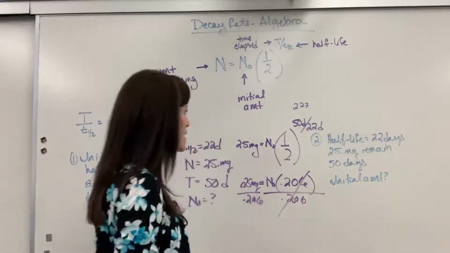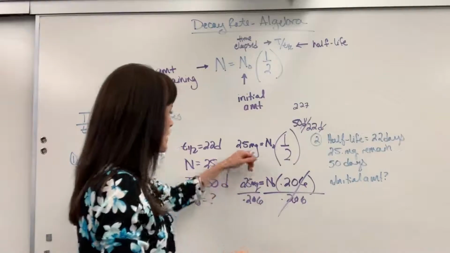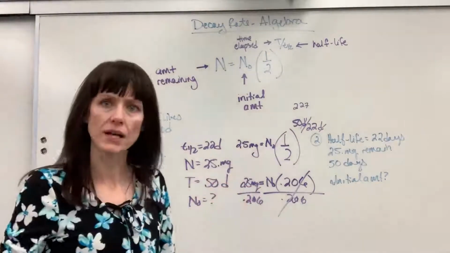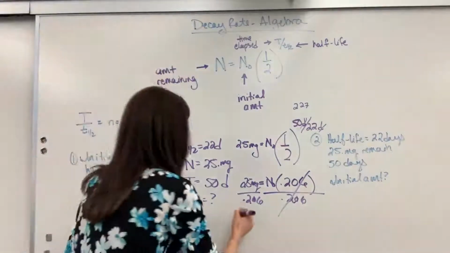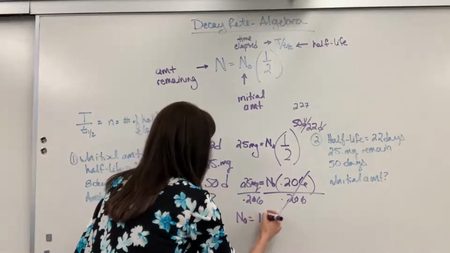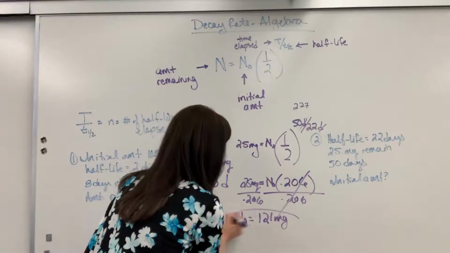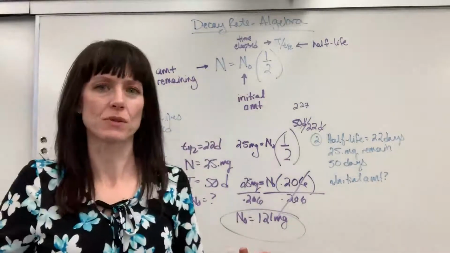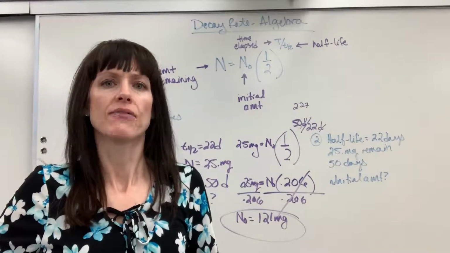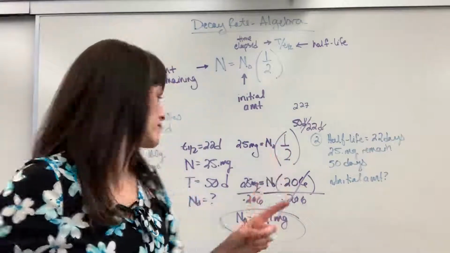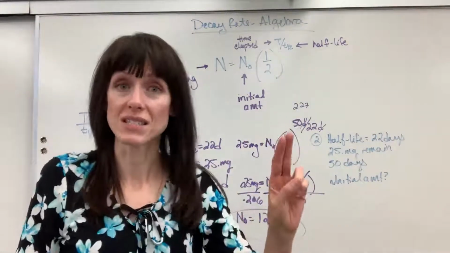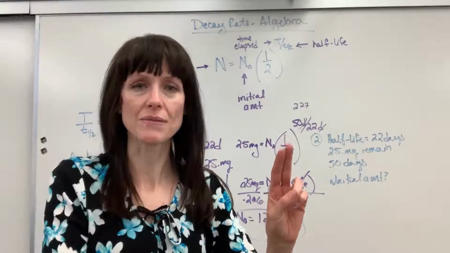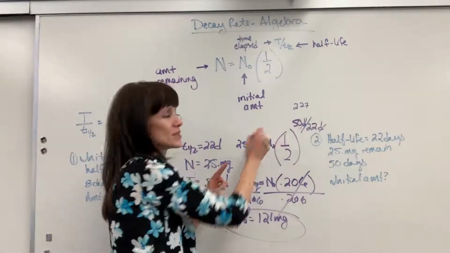0.206 cancels out. Notice the days canceled out. I have milligrams right here, so our final answer will be milligrams. And we began with, so the initial amount was 121 milligrams. Okay, now think about this with me, 121 milligrams. If it underwent 1 half-life, that would give us about 60 milligrams. Underwent a second half-life, divide 60 by 2, is 30 milligrams, and then it went through a 0.27.